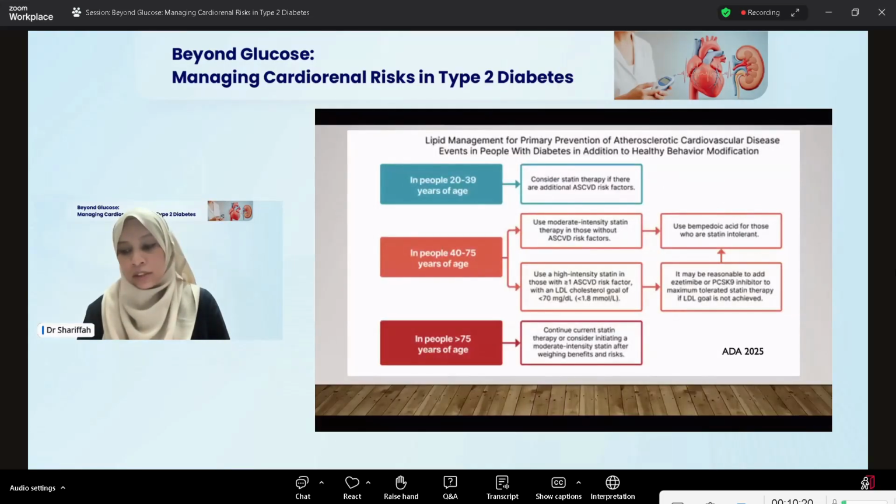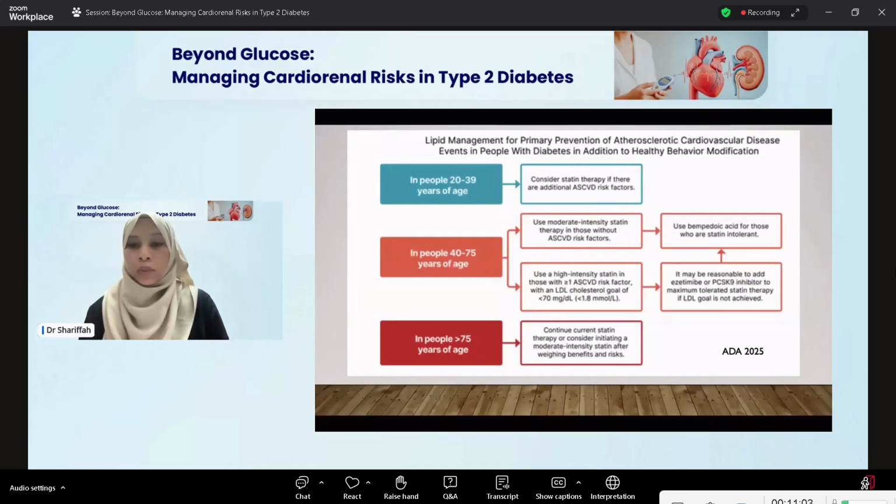This is according to the ADA guidelines from 2025, very updated. This shows the lipid management for primary prevention of CVD in patients with diabetes, in addition to healthy behavior modification. Below 40, we are advised to consider statins if there are additional risk factors such as high blood pressure, smoking, obesity, and things like that. For those between 40 to 75 years old, we're encouraged to use moderate intensity statins. And for those with more than one CVD risk factor, we're encouraged to use a high intensity statin, that includes atorvastatin or rosuvastatin, to achieve the target of below 1.8.